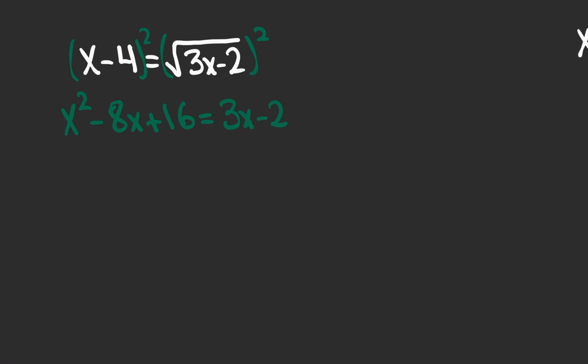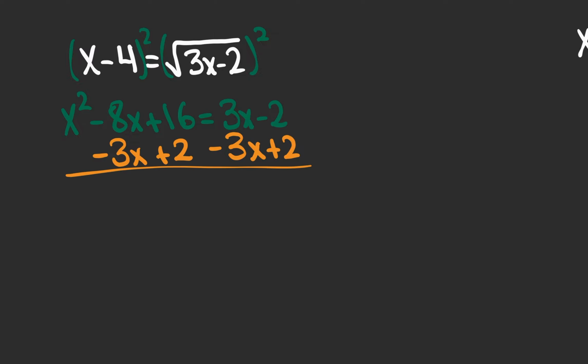From there, I will then move all the terms to the side that contains the x squared. In this case scenario, I will move all of them to the left side. So I will do minus 3x plus 2, minus 3x plus 2. This will now turn into x squared. There's no like term. Negative 8x minus 3x will leave you with negative 11x. 16 plus 2 will give you positive 18 is equal to 0.